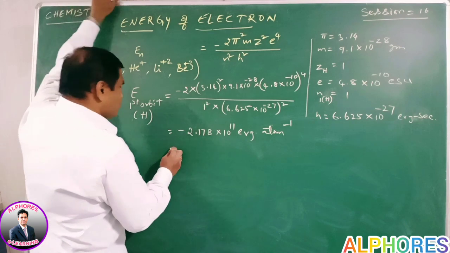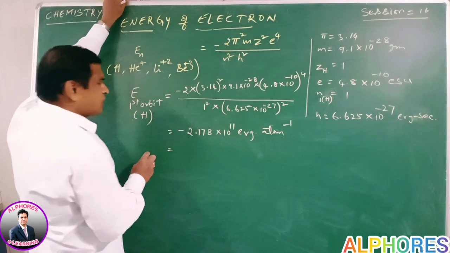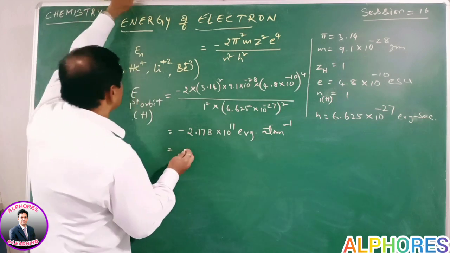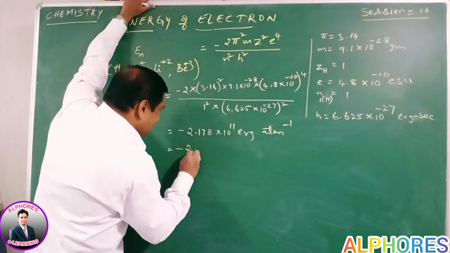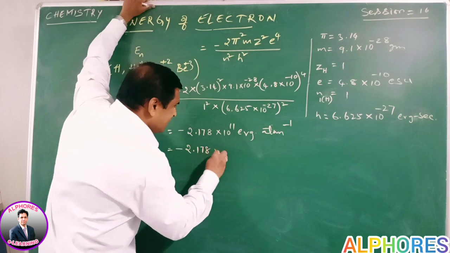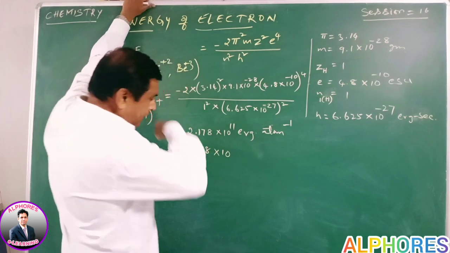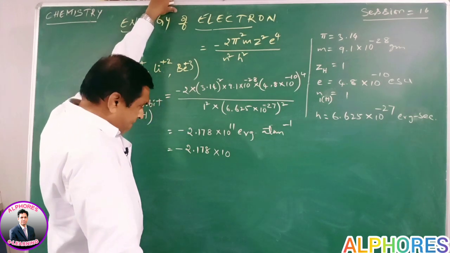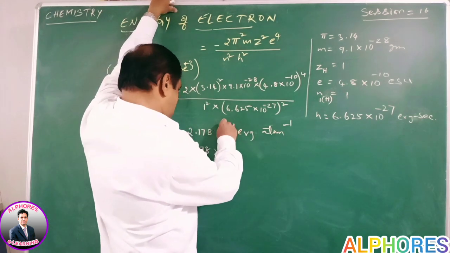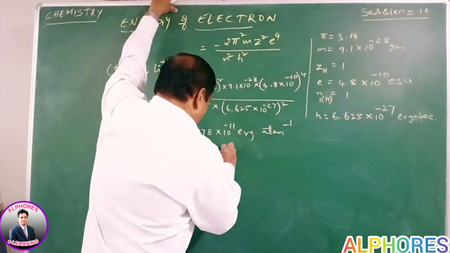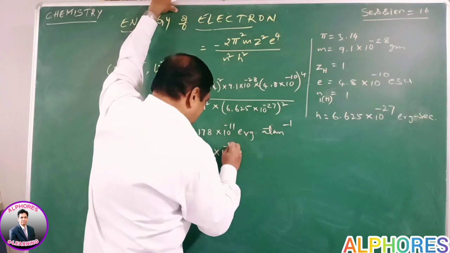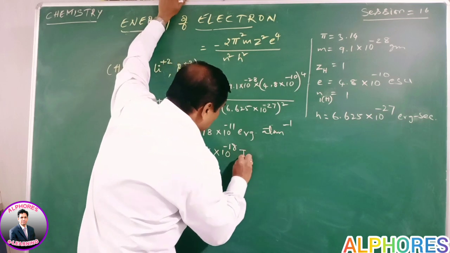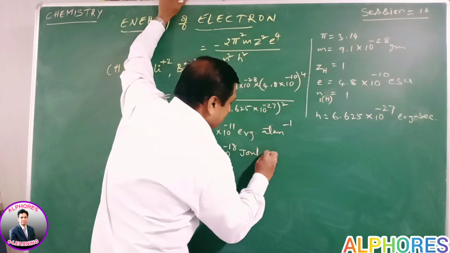We should remember all these values. So next, the same energy of the electron in terms of joules per atom, that is minus 2.178 into 10 to the power minus 18 joule per atom.